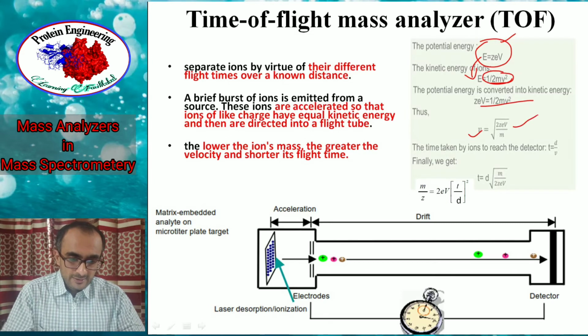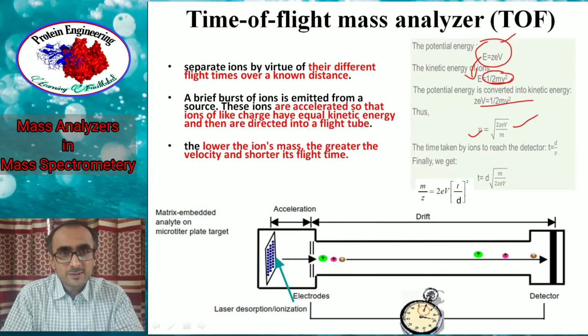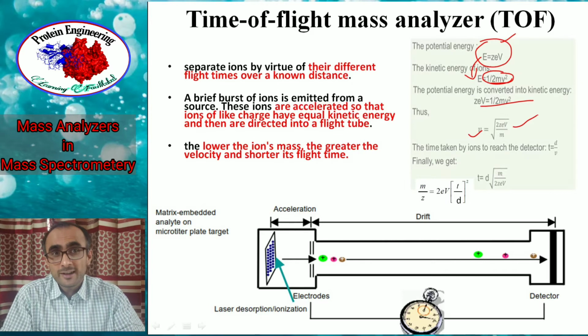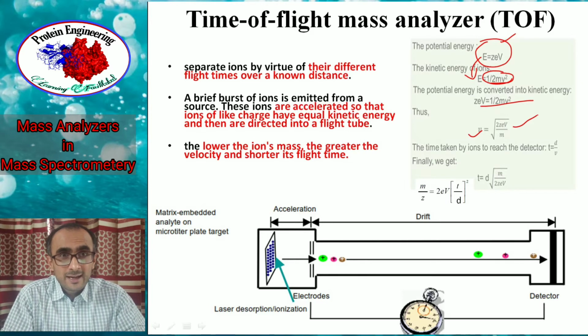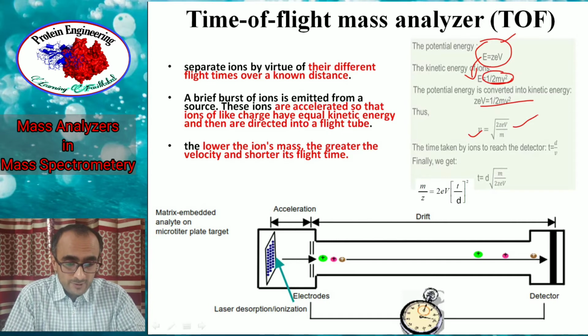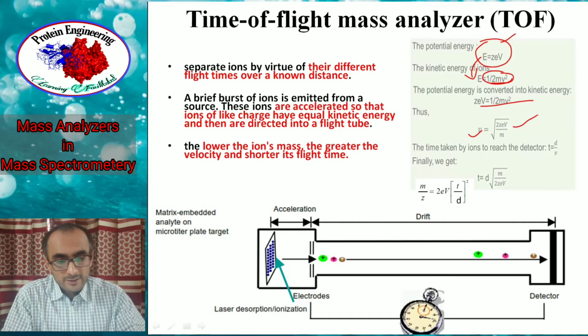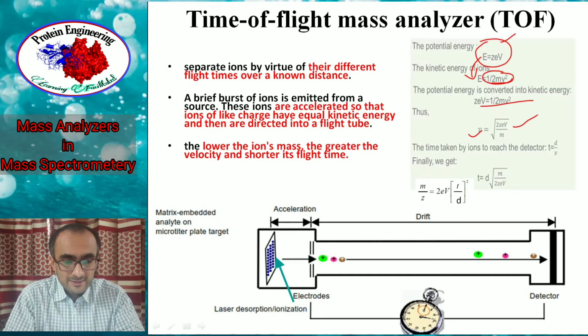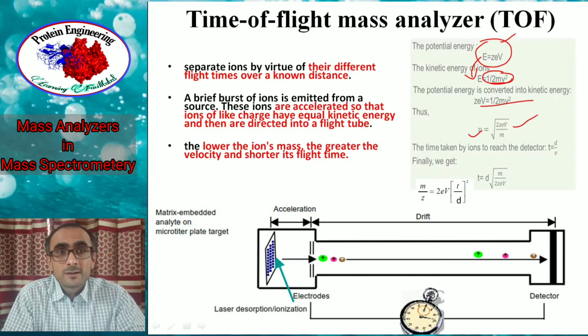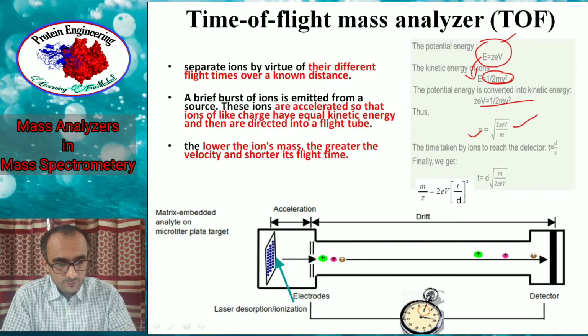From here we see that the velocity of an ion is inversely proportional to the mass. It means if you have high mass, the velocity will be less, and the time taken to reach the detector by those ions will be more. In contrast, if you have a smaller ion, if your m/z is less, or the mass is less, in that case velocity will be more, and more velocity means it will take less time to reach the detector. So from this equation we can calculate the time taken as well.